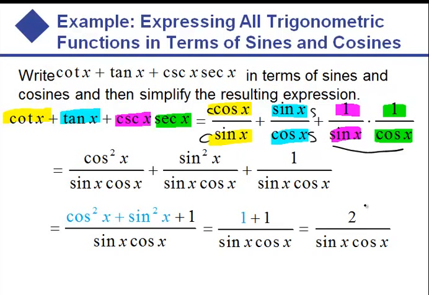Don't know why this is considered simpler. Well, it's considered simpler because it's not a bunch of things being added together, it's just one term, which is simpler, and it is helpful.